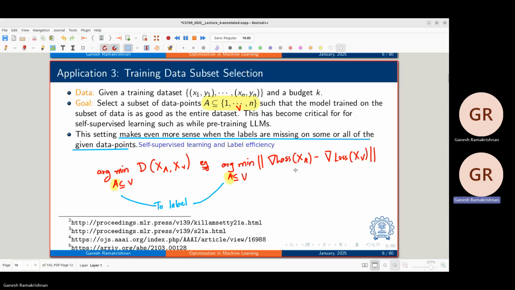And this is where gradients are now with respect to the target object, for example, needle or not needle. So I'm trying to say whether the gradient with respect to X_A is matching the gradient with respect to the entire set V. Now the gradient could be with respect to a particular objective, for example, classification as needle or not needle.